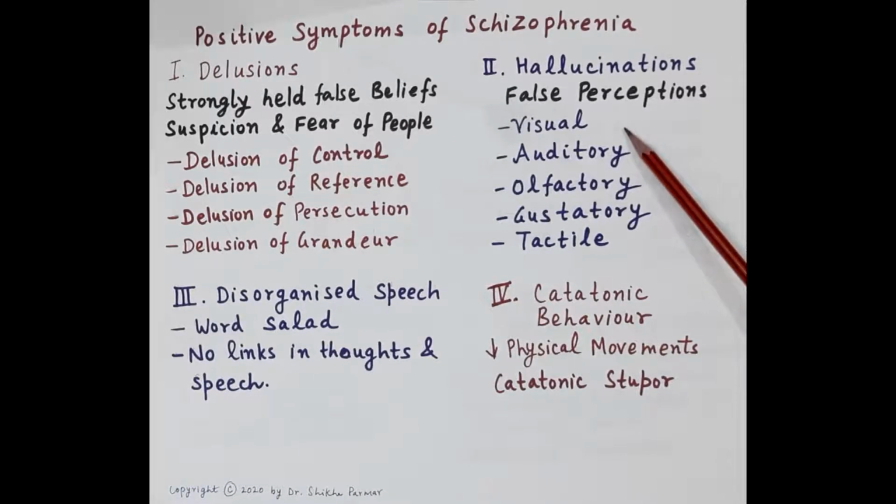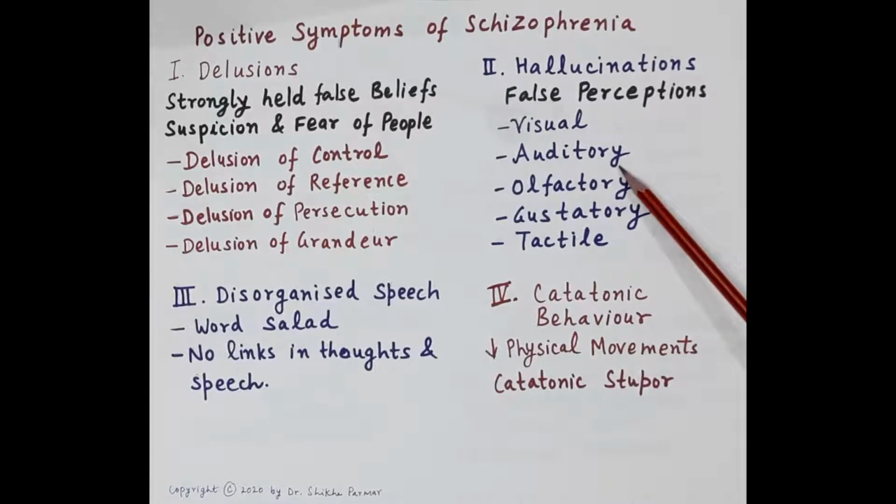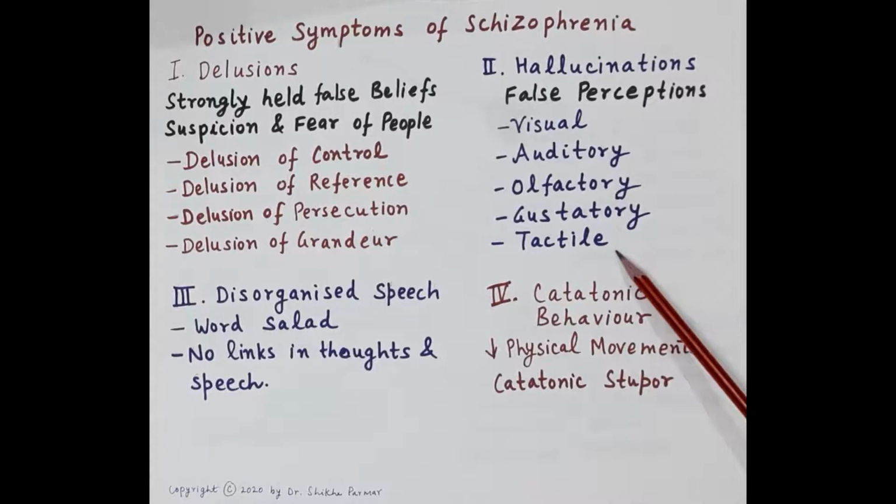And these false perceptions can be visual, where the affected individual sees things that are not seen by other individuals or by the rest of the population. These perceptions can be auditory, where the affected individual hears voices that are not heard by other people. They can be olfactory, that is, an unusual smell. These perceptions can be gustatory, that is, an unusual taste, or the person is unable to taste anything. These perceptions can be tactile, that is, a sensory feeling that something is biting or something is moving on the skin. So these false perceptions are of different types.